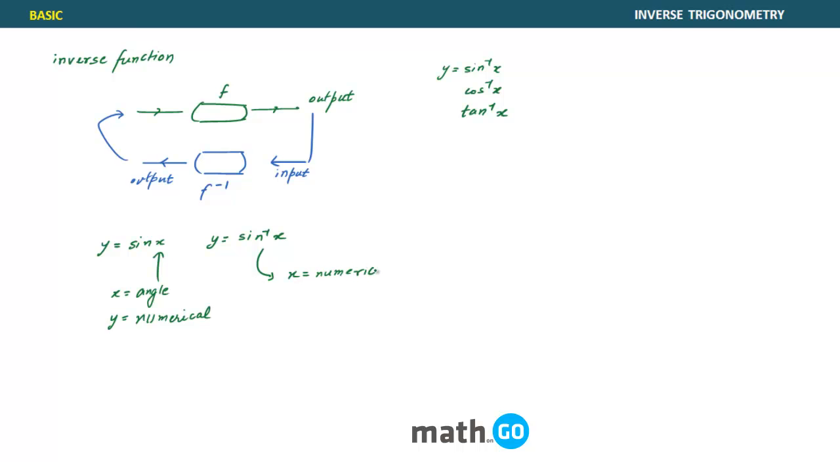In sine inverse x, the reverse happens. x is a numerical value, and y, the answer you get, should be an angle. That is the inverse process, which is why it is called inverse. If this is your sine x machine, this will be your sine inverse machine, so whatever output is here becomes the input for this. For example, if you put x equal to pi by 6, the output would be 1 by 2. If you input 1 by 2, the output will again be pi by 6. This is the flow chart, this is the meaning of inverse functions.